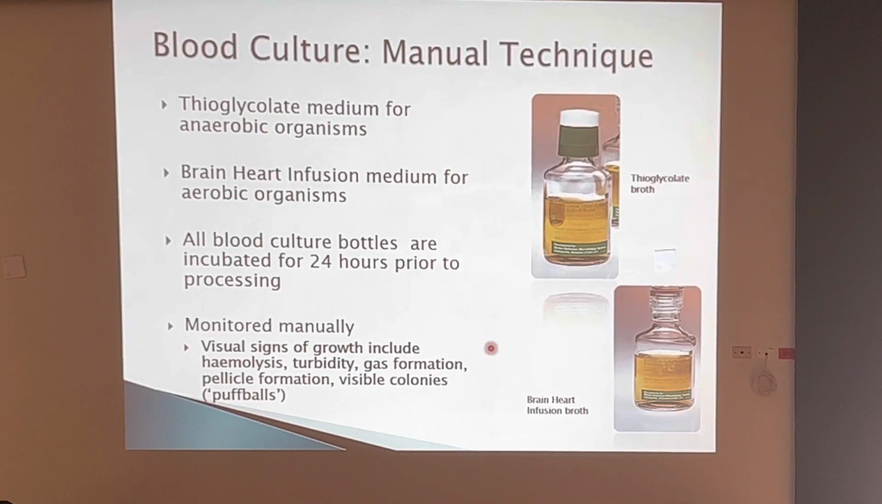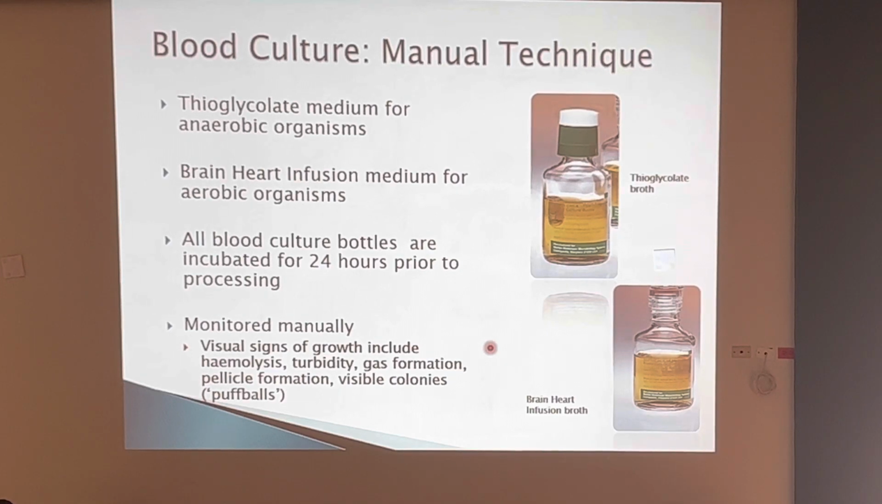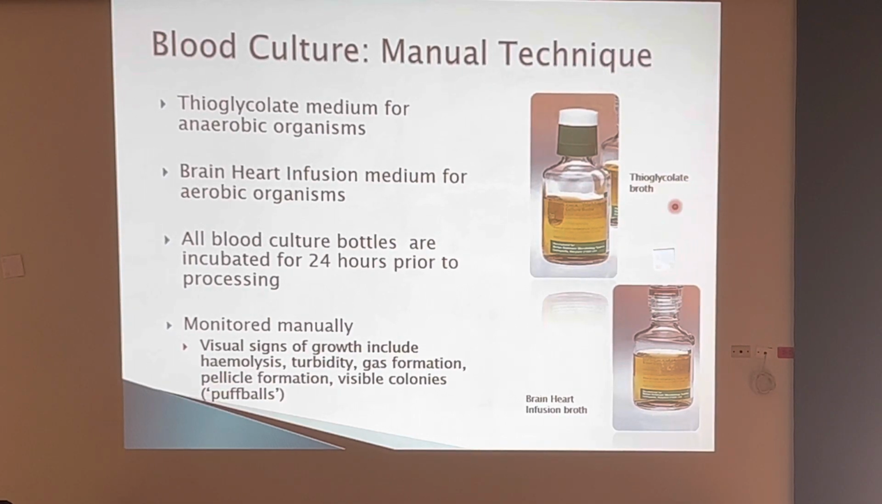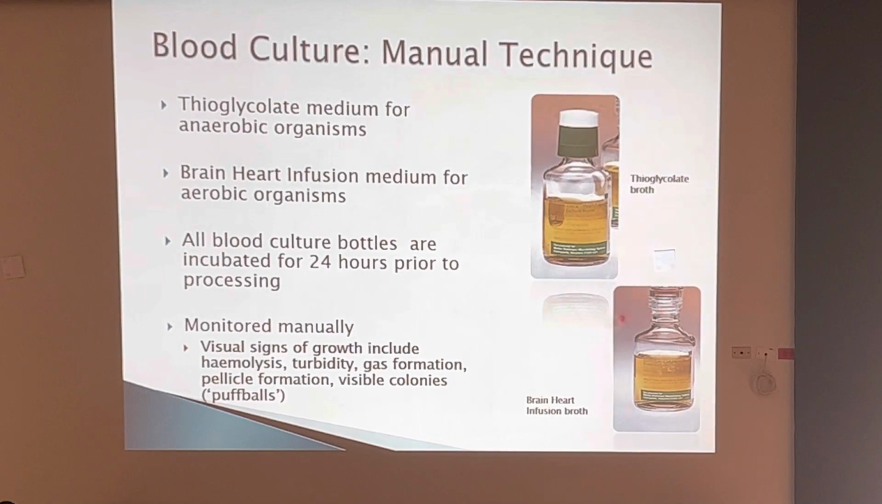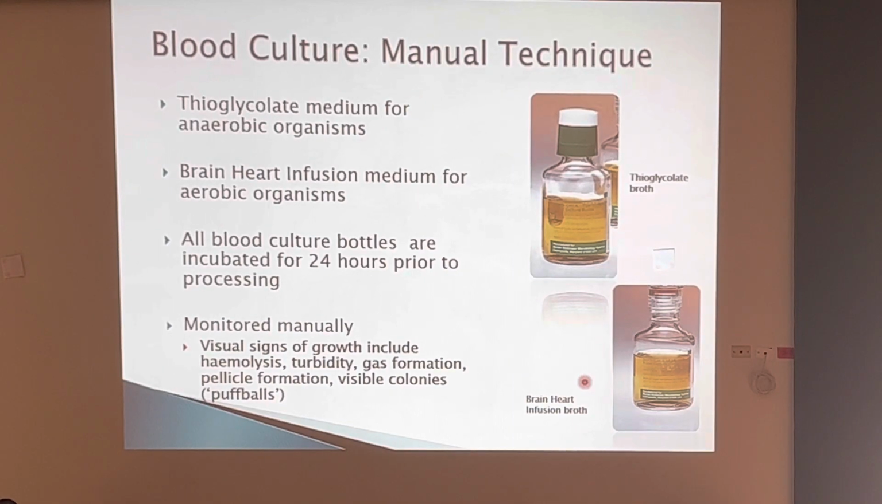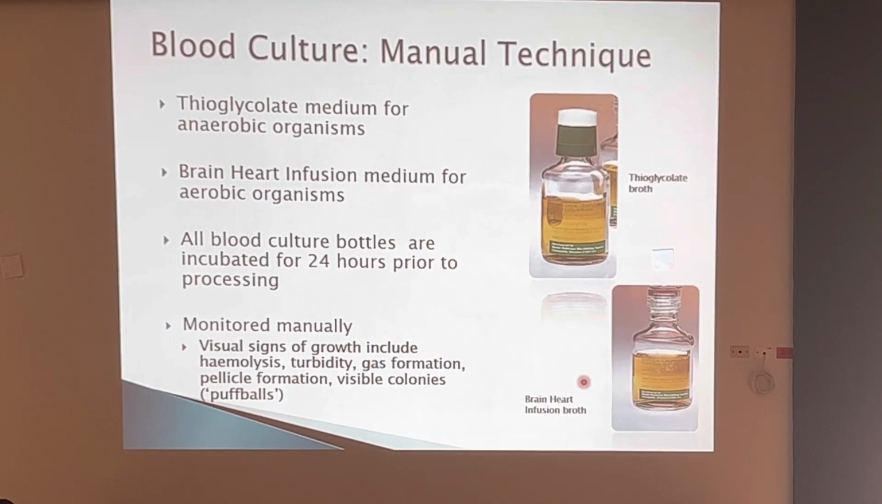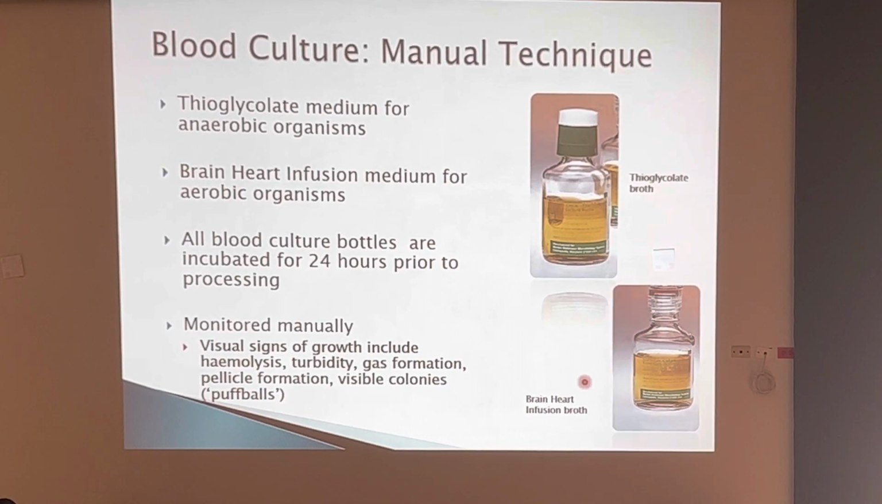For your manual technique now, this is what your blood culture bottles look like. Not so fancy, but they do the job. The anaerobic bottle contains thioglycolate broth, which would be the case for your Bacti-Alert automated bottles as well, and your aerobic bottle contains brain heart infusion broth. When your manual blood culture bottles are collected, inoculated, labeled and sent to the laboratory, we place them into the incubator for 24 hours before we start processing them.